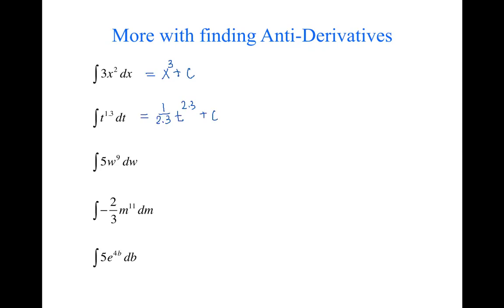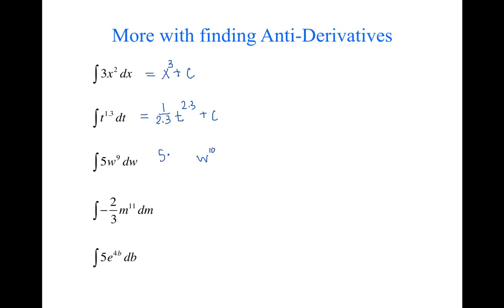Power functions come from other power functions for the most part. There's one exception, we'll talk about that in a minute. But if I took a derivative of something and ended up with a 9th power, the original must have had a 10th power. This 5, I can deal with that at the beginning or deal with it later.